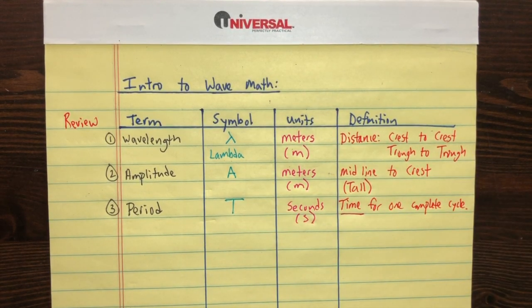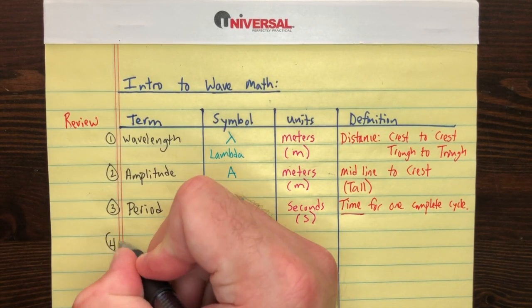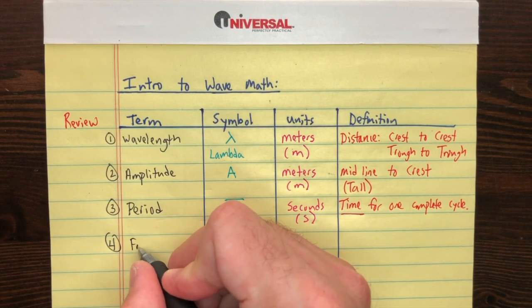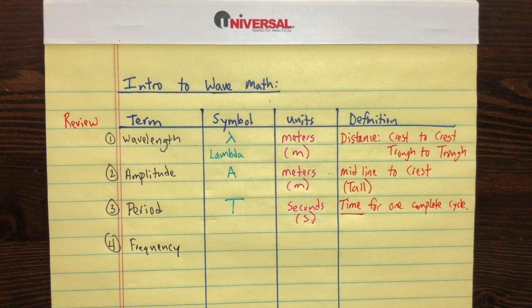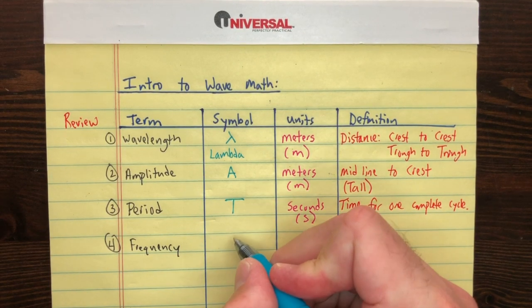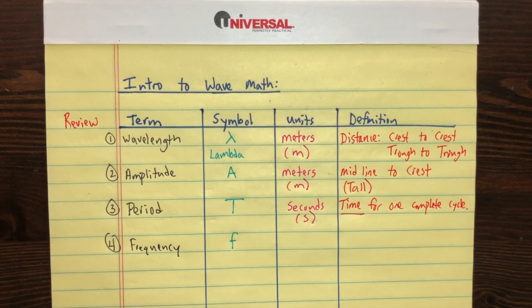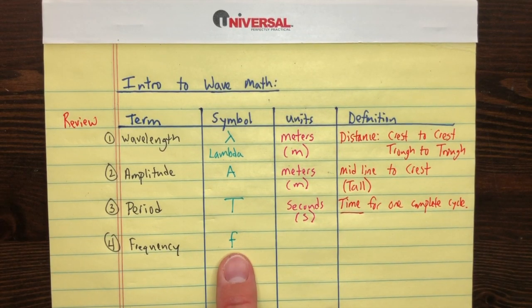Cool, so it's how much time passes during one complete wave cycle. All right, number 4, frequency. Go ahead and hit pause, get symbol, units, definition. All right, we're back. The symbol for frequency is a lowercase f. Last time we talked about in physics, uppercase F would stand for force, and we haven't talked about forces yet, but we use a lowercase f for frequency.